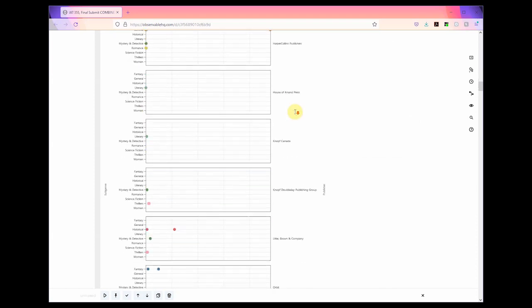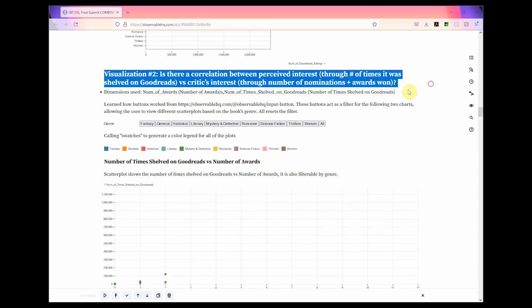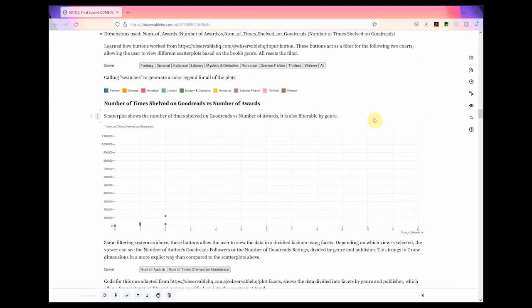The second visualization explores the question of whether there is correlation between perceived interest for a title and critical acclaim. For this view, we plotted the number of awards against the number of times the title was shelved on Goodreads, with genre filter provided once more.